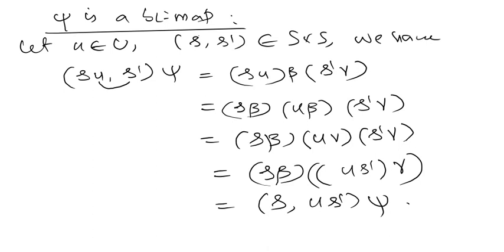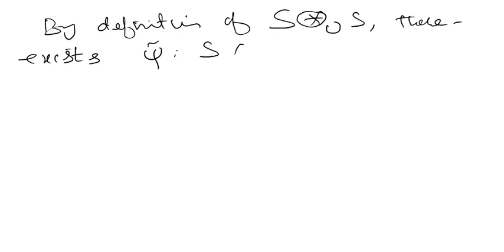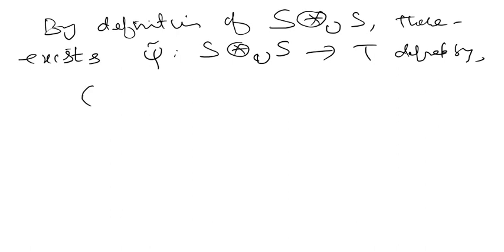Now by the definition of the tensor product, there should exist, so therefore, by definition of S tensor over U, there you can see its definition, the tensor product. There exists psi tilde from S tensor S over U to T. It's defined by this map; its definition is like this, you can see it in the proof where we did the tensor product. What is its definition?